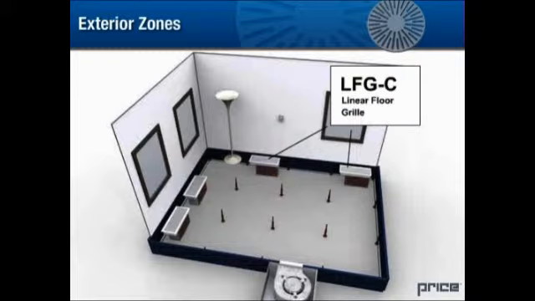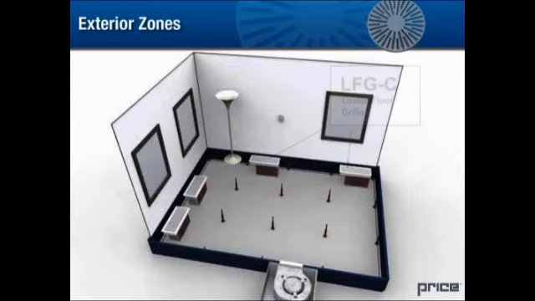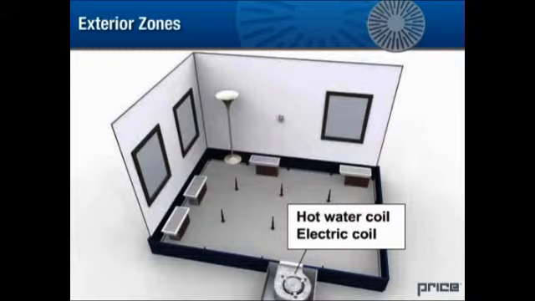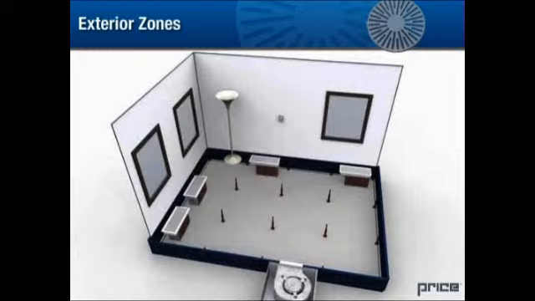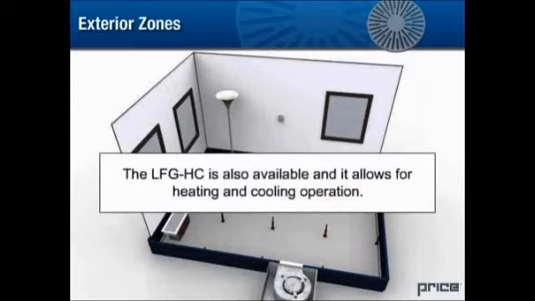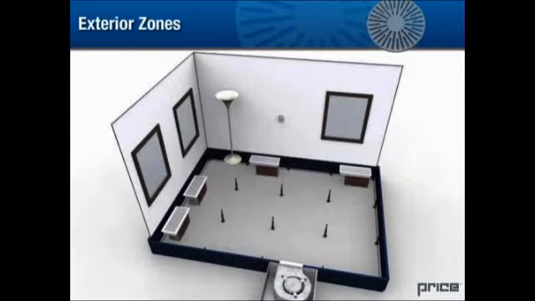Non-ducted linear outlets, model LFG-C, are used to discharge air into the control zone. Supplemental heat, if required, is provided by a hot water coil or electric coil on the terminal unit. The variable volume fan-powered terminal unit allows for a rapid response to any demand from the control zone. The LFG-HC is also available, and it allows for heating and cooling operation.